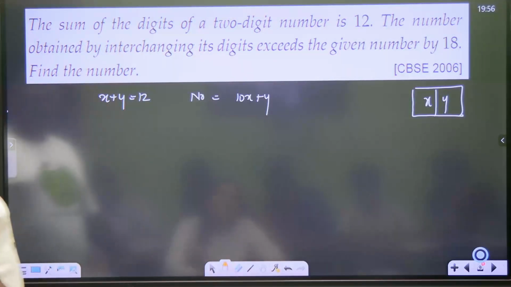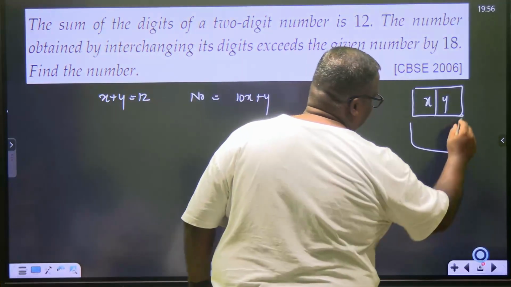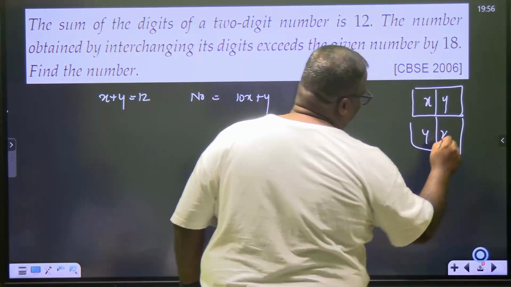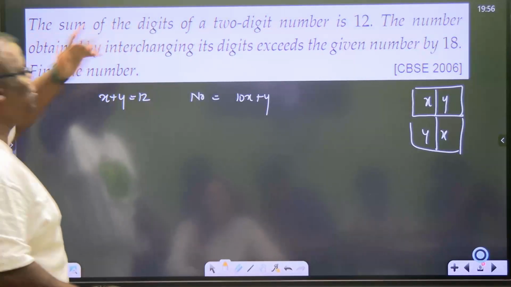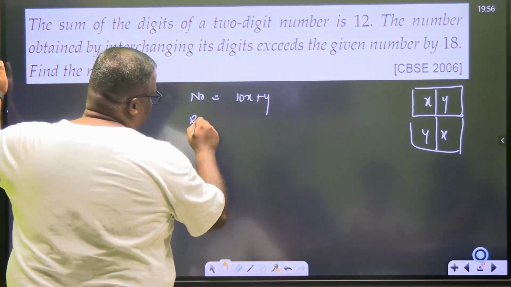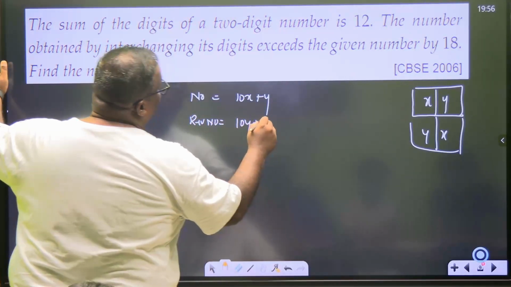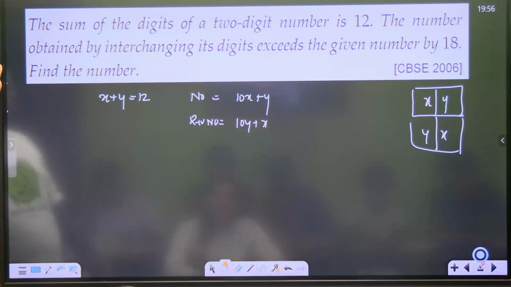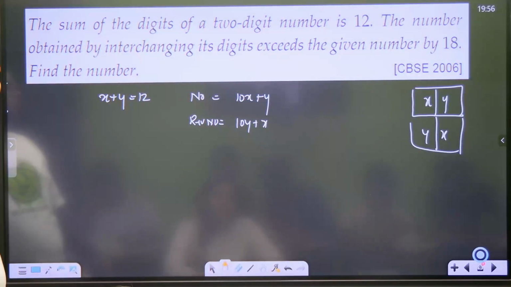Okay, good. Obtained by interchanging the digits. Now you interchanged it. So you check it, 7 and 5 gives you 12. So interchange, so the reverse number is how much now? 10y plus x. So this number, the reverse number, exceeds the given number by 18.